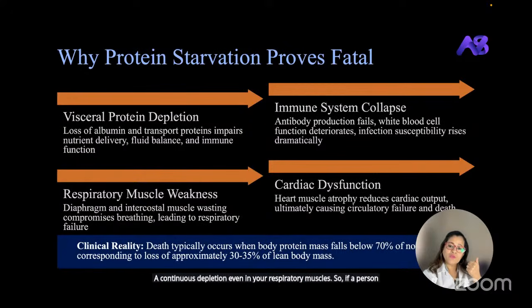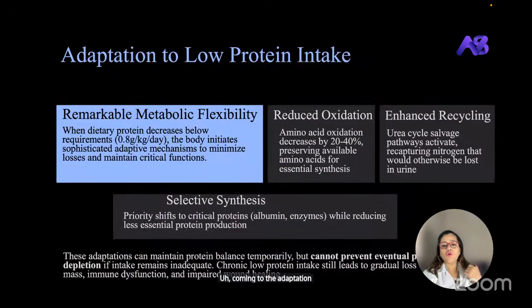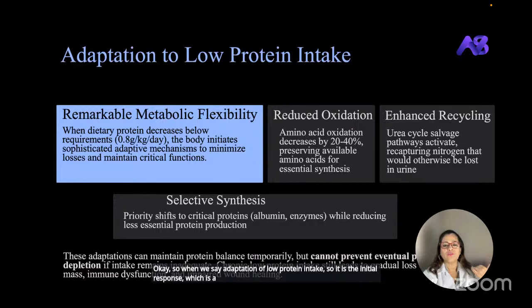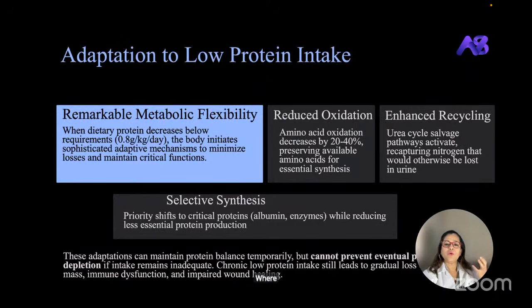So if a person is on a ventilator, there is a reduced ventilatory capacity. There could be cardiac impairment, and impairment of smooth muscles, especially of your gut. Okay, and this could be fatal. It could lead to death. Coming to the adaptation of low protein intake. Okay, so when we say adaptation of low protein intake, it is the initial response, which is nitrogen conservation, where the body starts reducing amino acid oxidation.